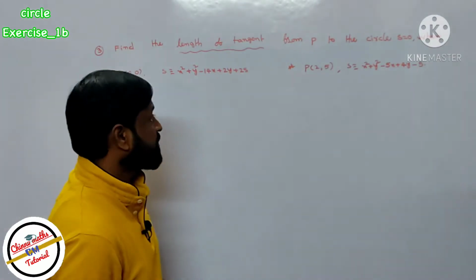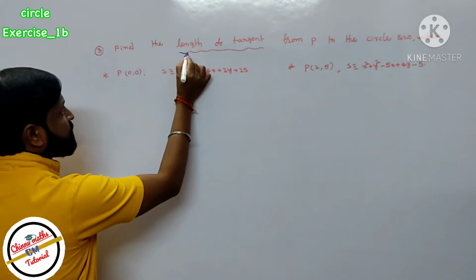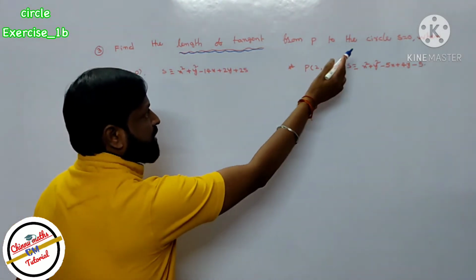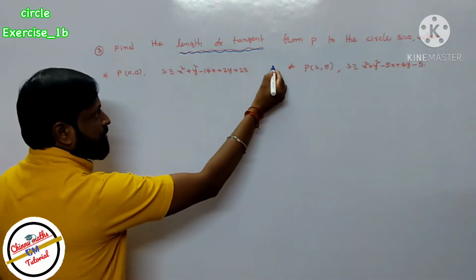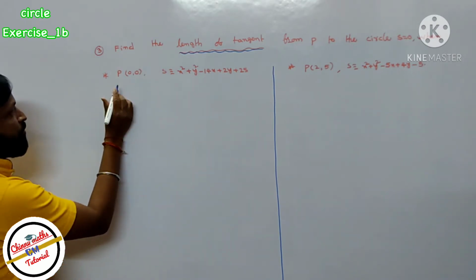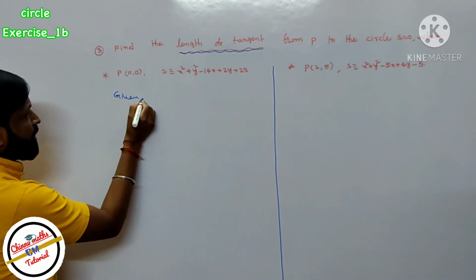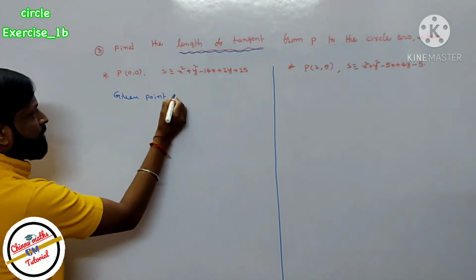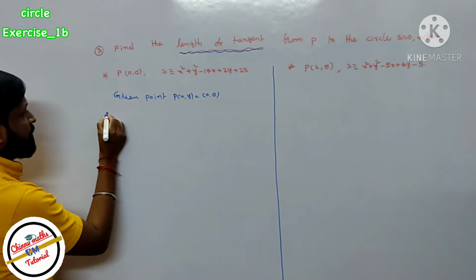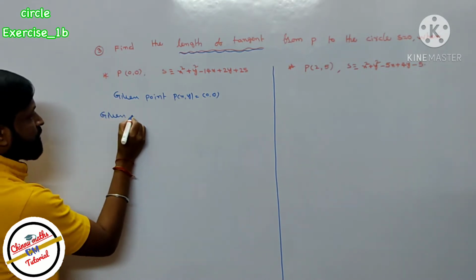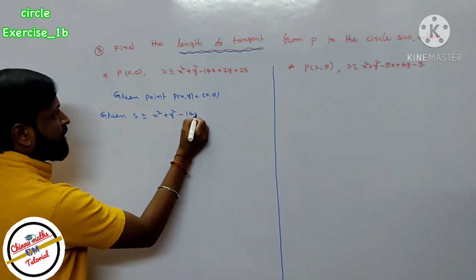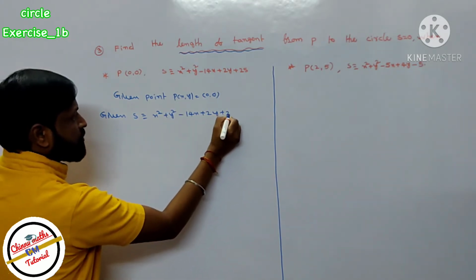Next we discuss find the length of the tangent. What do we have to do? We have to find the length of the tangent from the point P to the given circle S equal to 0. So you can observe the given two questions. Given point P x comma y equal to 0, 0, given S equal to x square plus y square minus 14x plus 2y plus 25.